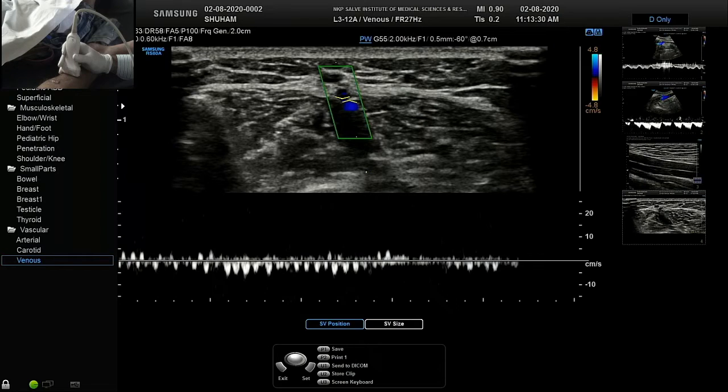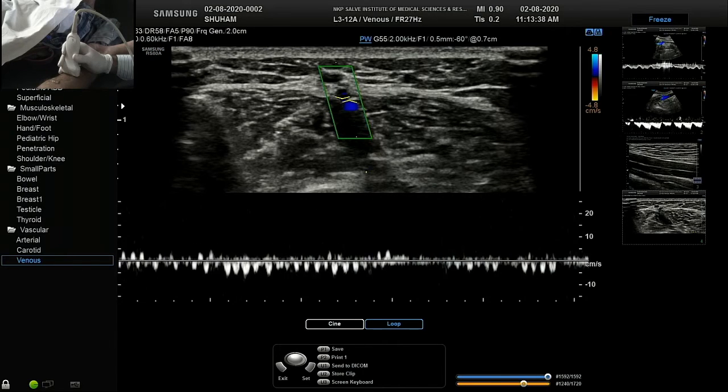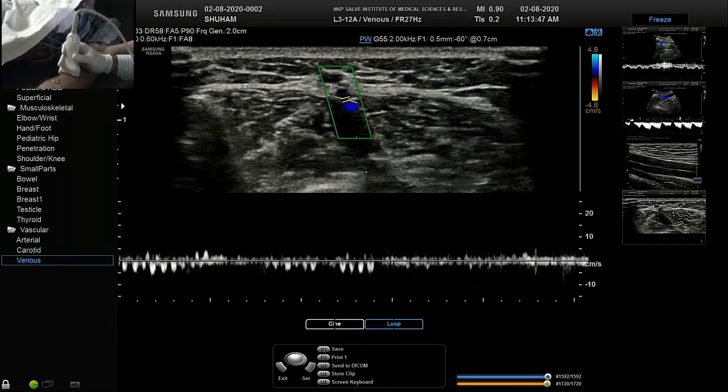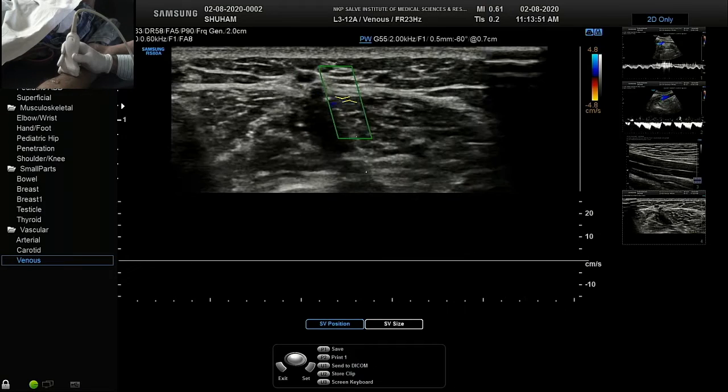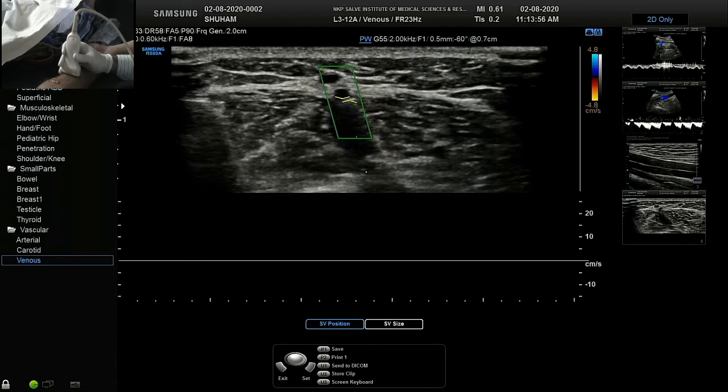So most of the flow is going down. There is not much significant flow. And there is a difference between artifact and flow. See, this is a flow. This is a flow. This is unequal. And this is artifact. Artifact is almost equal on both sides. So you have to be very cautious while doing this and assessing this.